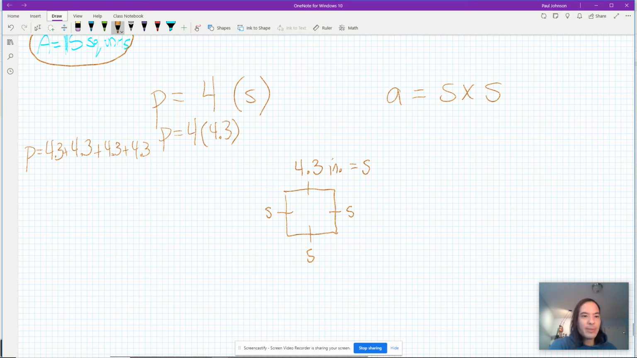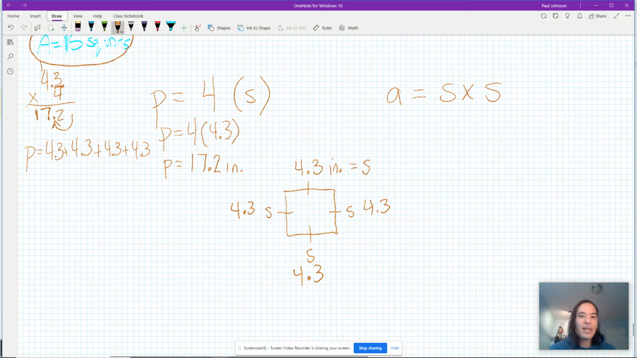4 times 4 3/10 is the same thing as adding 4 3/10 4 times, right? So you can still do it the other way, but with multiplication, it should be a little bit easier, but you can still add 4 3/10 4 times. 4 times 4 is 16, 17. So we have one decimal place in our problem, so we need one decimal place in our solution. So P is equal to 17 2/10 inches. All right, so my perimeter is 17 2/10 inches because I have 4 sides of 4 3/10 inches. And if we added together all 4 sides of 4 3/10 inches, once again, we still get 17 2/10 inches.